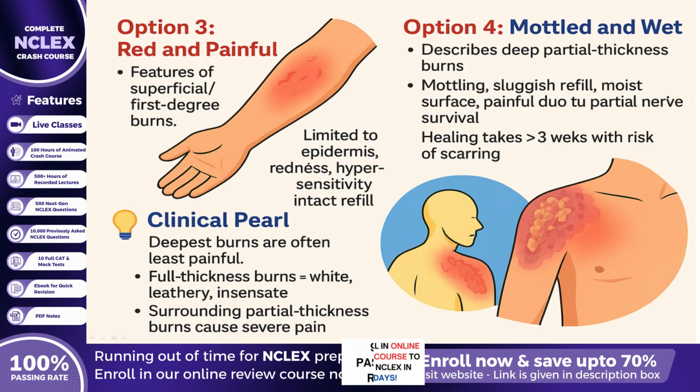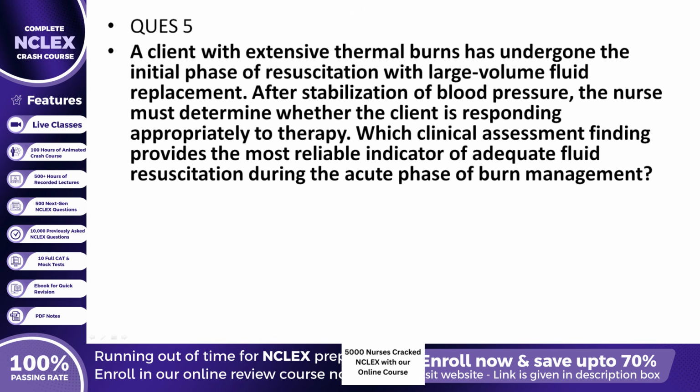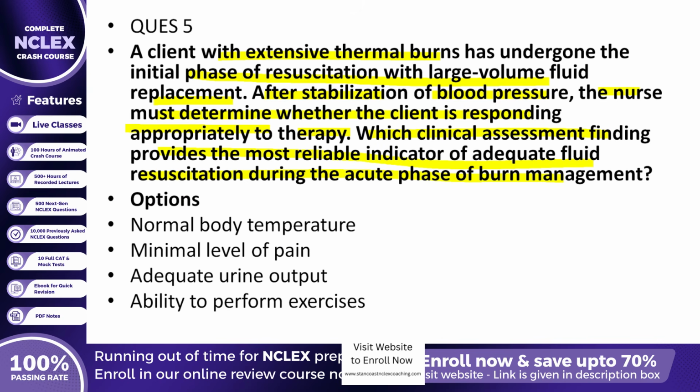A client with extensive thermal burns has undergone the initial phase of resuscitation with large volume fluid replacement. After stabilization of blood pressure, the nurse must now determine whether the client is responding appropriately to therapy. The question asks, which clinical assessment finding provides the most reliable indicator of adequate fluid resuscitation during the acute phase of burn management? The options to consider are normal body temperature, minimal level of pain, adequate urine output, and ability to perform exercises. The correct answer here is option 3, adequate urine output.